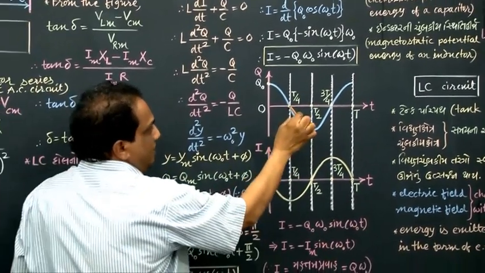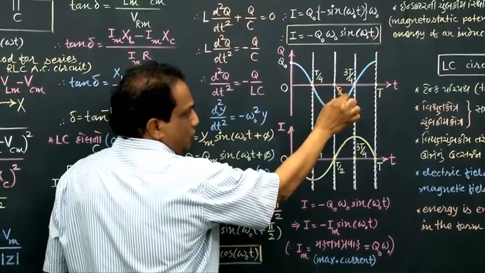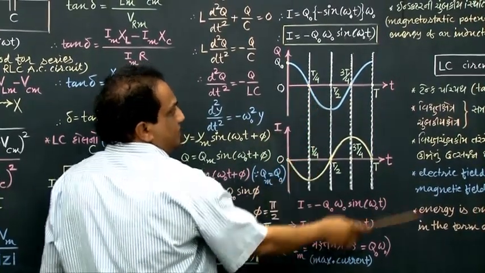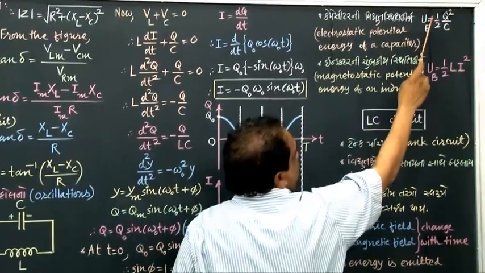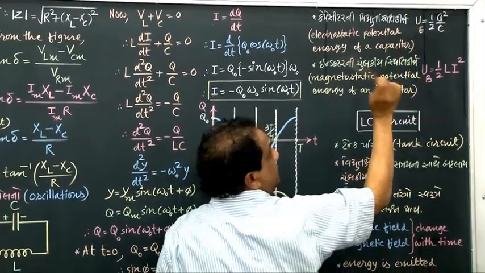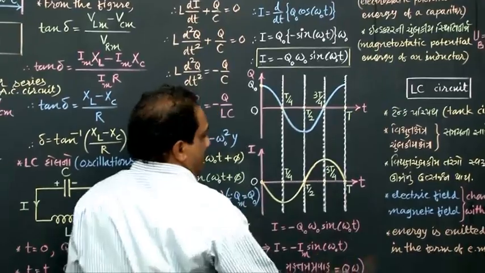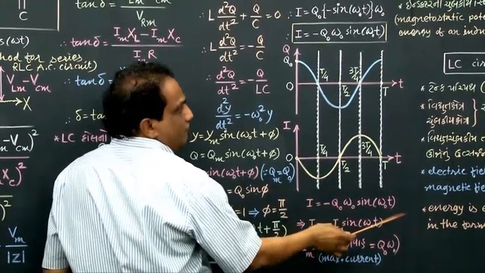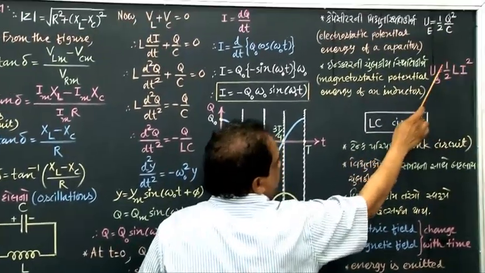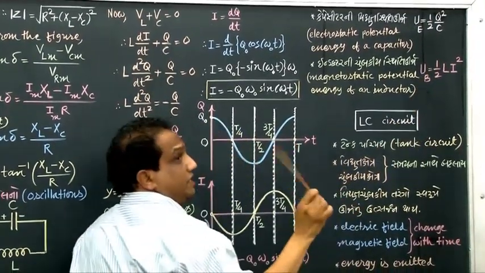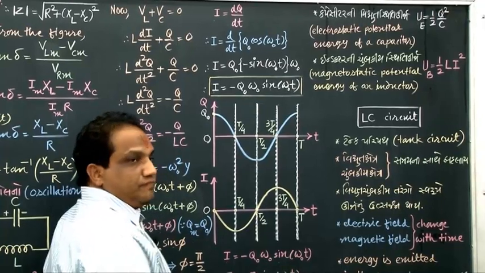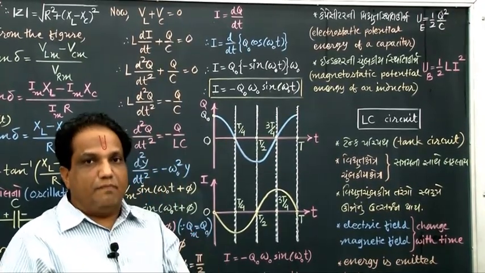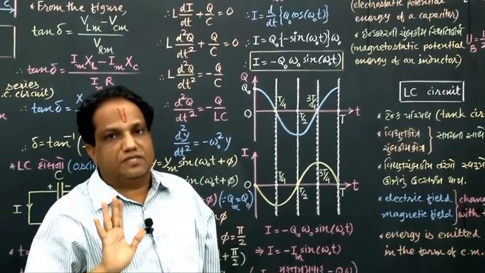Look, from T by 4 to T by 2, what happens? The charge on the capacitor increases. When the charge on the capacitor is increasing, naturally the electrostatic potential energy in the capacitor would increase. And in the same time interval, the current through the inductor decreases. When the current is decreasing, the magnetostatic potential energy will decrease, correct? So when the electrostatic potential energy increases, the magnetostatic potential energy decreases.